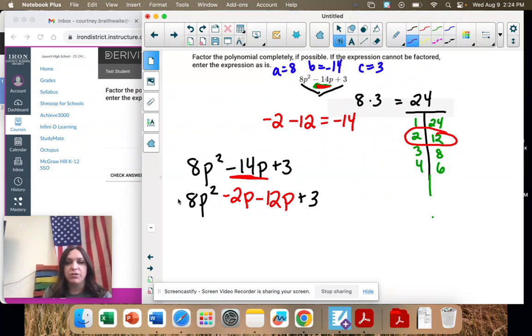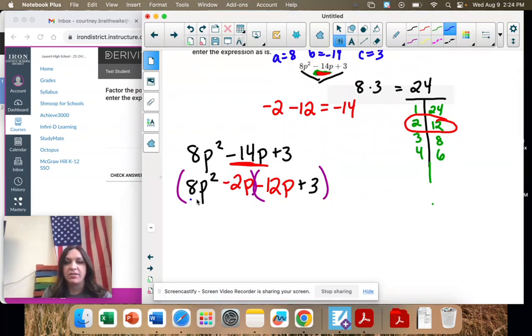Then we do that thing called grouping. We group the first two, group the second two, and look for common factors. So 8 and 2 both divide by 2. And then they both have a p, so we always take that out. So I'm going to rewrite it with the 2p out, and what's left? 8 divided by 2, 4. We had 2 p's, we took one out, minus 2 divided by 2 is 1.